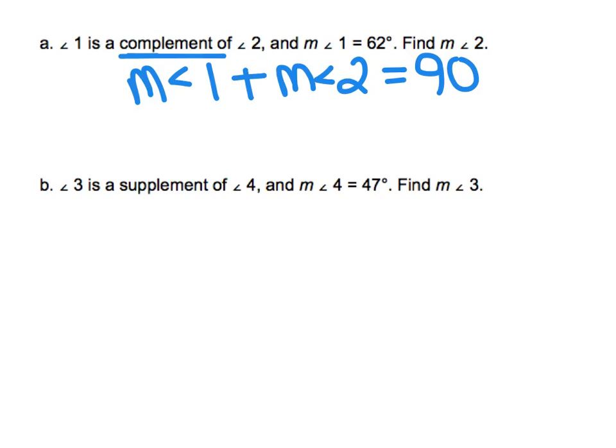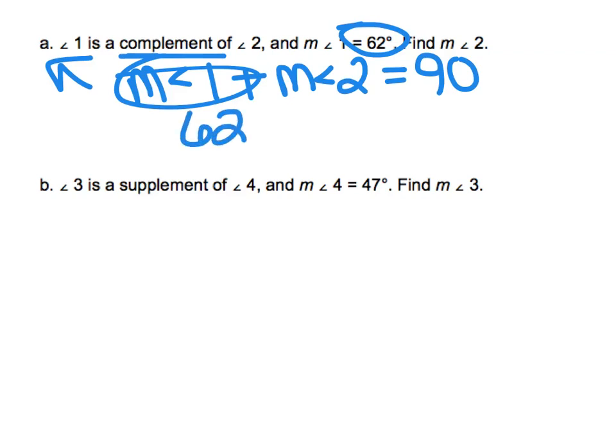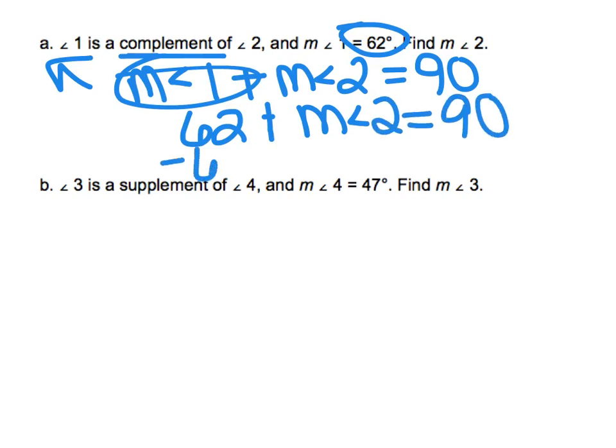Well, it tells me the measure of angle 1 is 62 degrees. So I'm going to take out 62 degrees, or the measure of angle 1, and put 62 in its place. 62 plus the measure of angle 2 equals 90. And then all we have to do is subtract 62 from both sides, and we get the measure of angle 2 equals, what is that, 28 degrees?